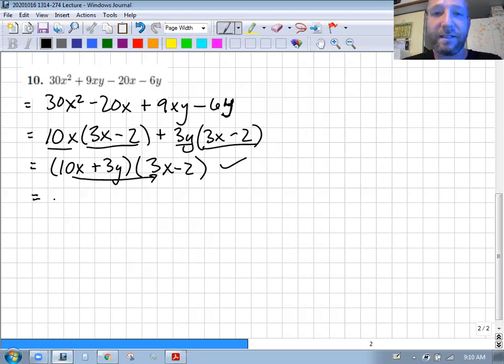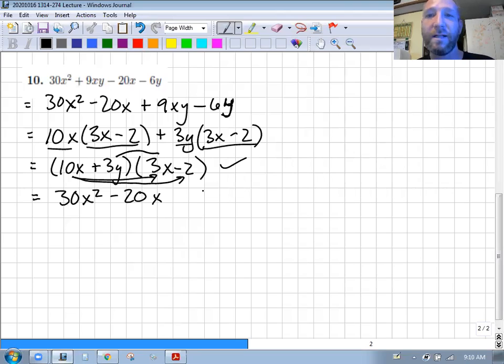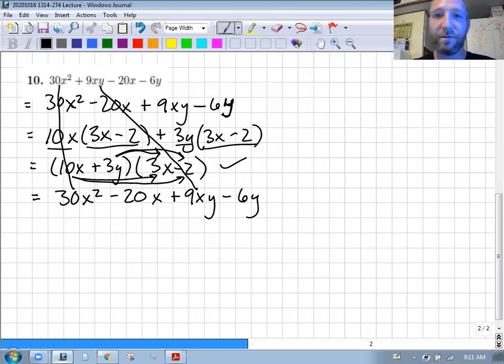So 10x times a 3x gives us a 30x squared. The 10x times a negative 2 gives us a negative 20x. The 3y times the 3x gives us a 9xy. The 3y times a negative 2 gives us a negative 6y. So if we look up here, we have all of our terms. So yeah, that was a good factoring. It's number 10.